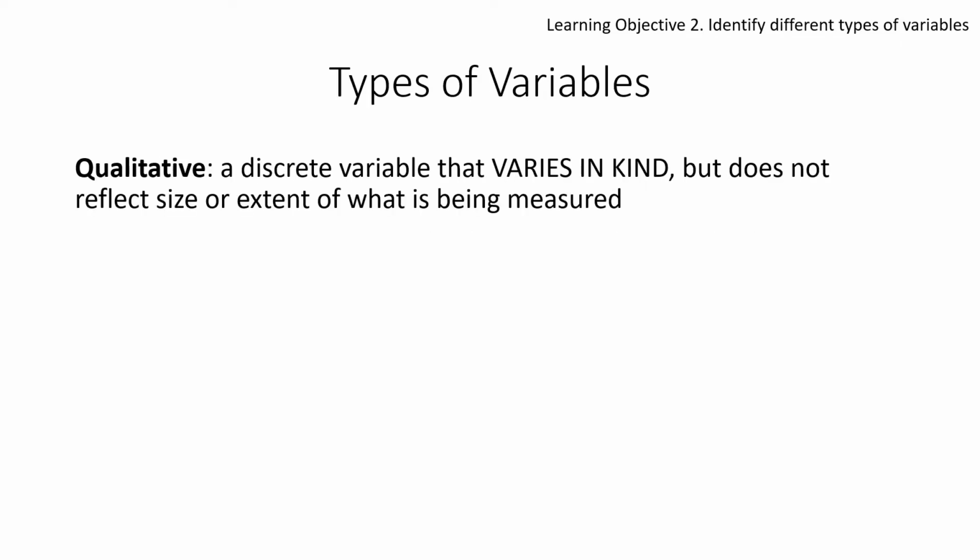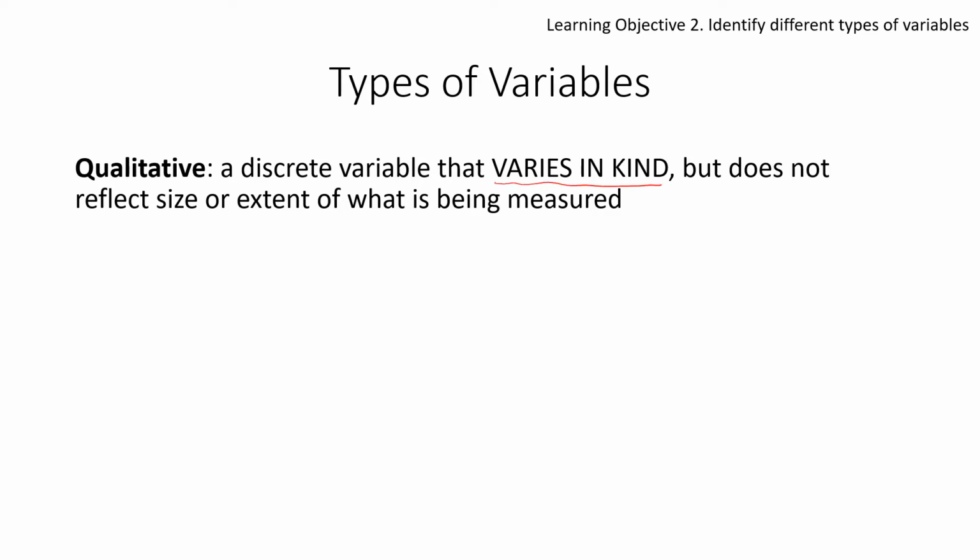Okay, I said that types of variables can have multiple different things. So we talked about independent versus dependent. Well, within variables, we talk about qualitative versus quantitative. So qualitative variables are variables that vary in kind, but that kind doesn't reflect size or the extent of what's being measured. What do I mean by varies in kind?